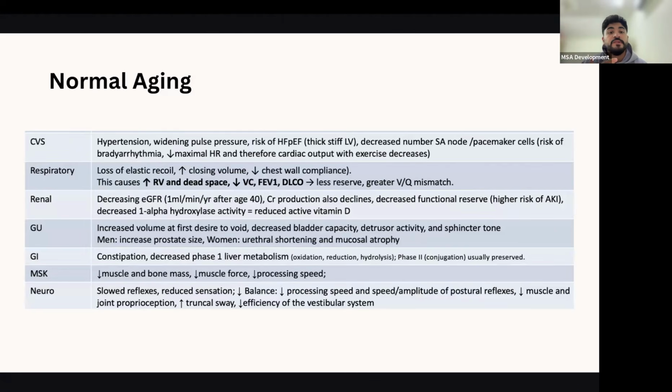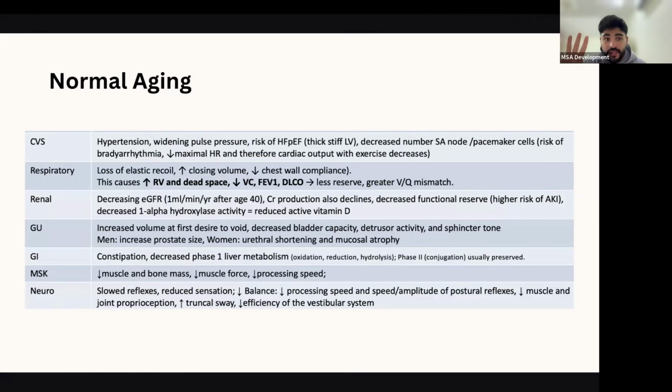Respiratory system, you need to understand that their dead space is going to increase, right? They're going to lose the elastic recoil. So their chest wall compliance is going to decrease. So it's going to be more difficult for them to get these deep breaths that they used to get when they were younger. Okay, that's number one.